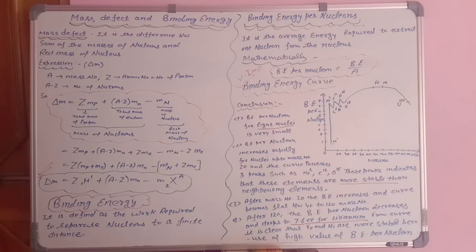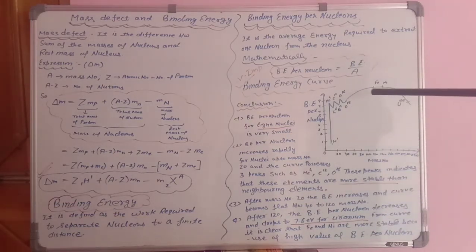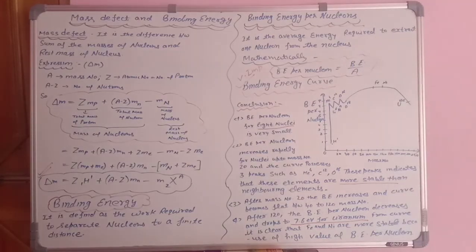Next, third point: after mass number 20, the binding energy increases and the curve becomes flat between 40 to 120. So between 40 to 120 the graph is flat. And then, in point number 4, you can see that the binding energy per nucleon decreases and it drops to 7.6 MeV for uranium. A question may be asked, what is the binding energy per nucleon for uranium? It is 7.6 MeV and it is unstable.